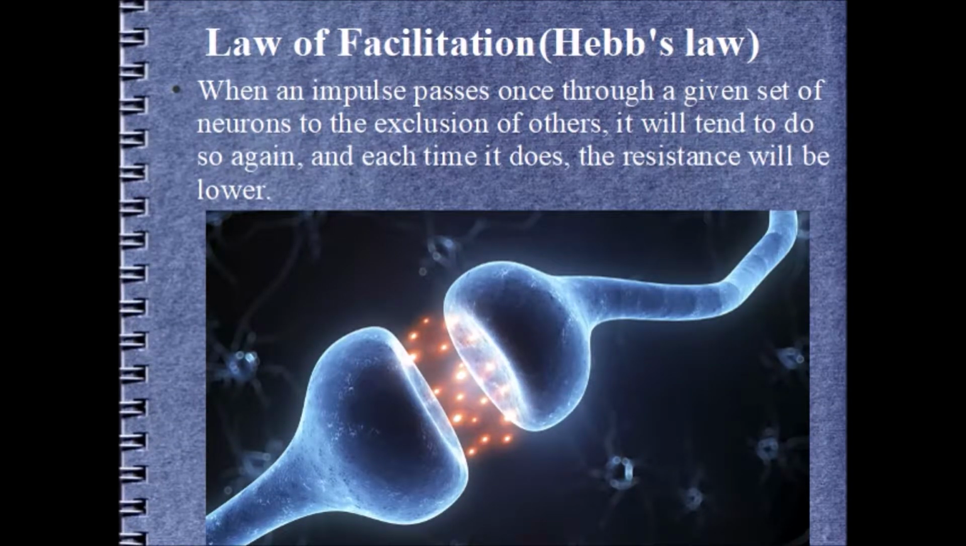So now we have the law of facilitation, also known as Hebb's law. Hebb's law says that when an impulse passes once through a given set of neurons to the exclusion of others, it will tend to do so again, and each time it does, the resistance will be lower. Let's say that again, but sum it up. Hebb's law says that when an impulse passes once through a given set of neurons, it will tend to do so on a future occasion.